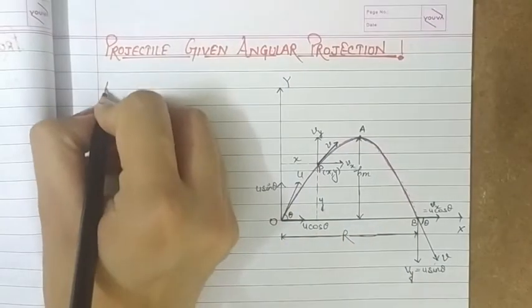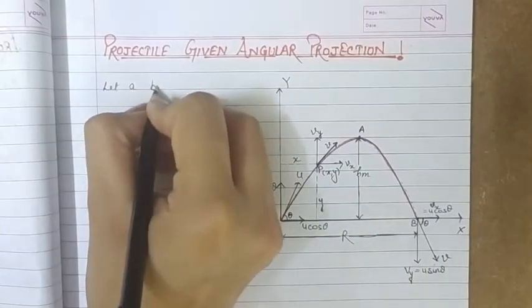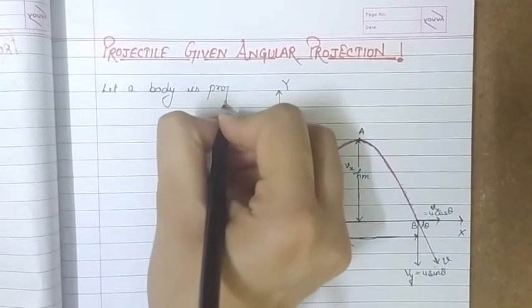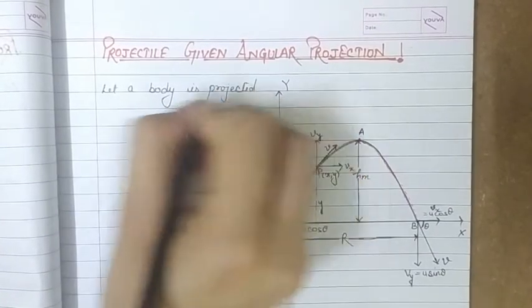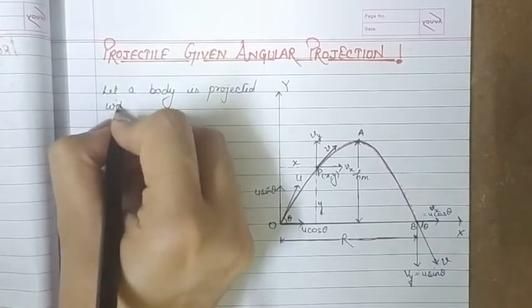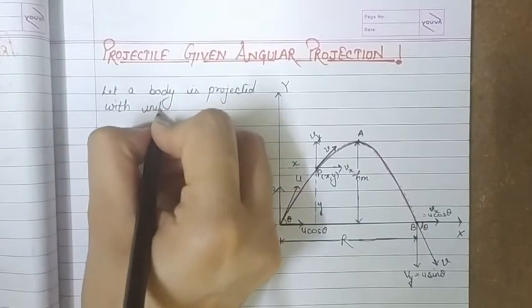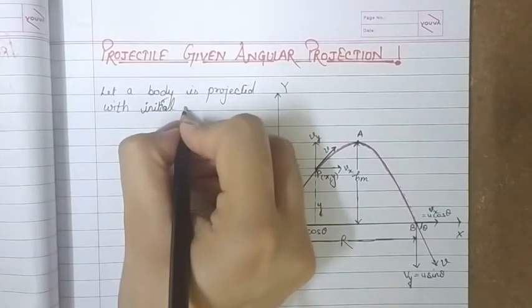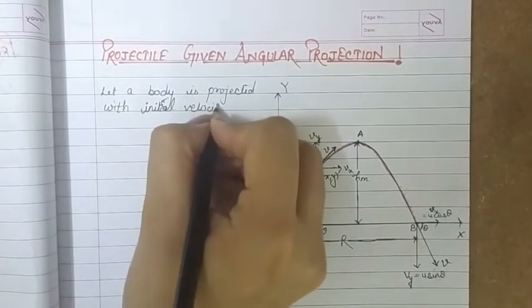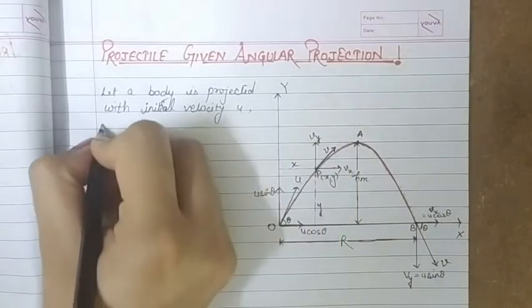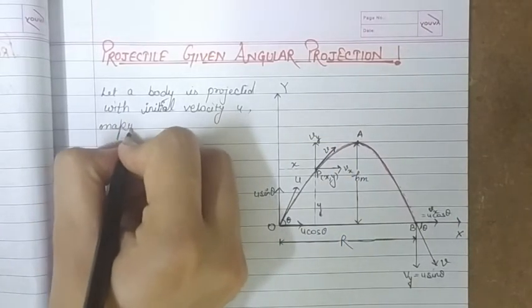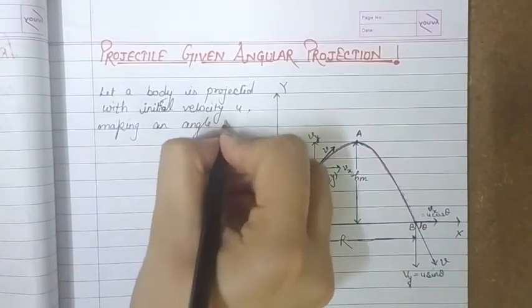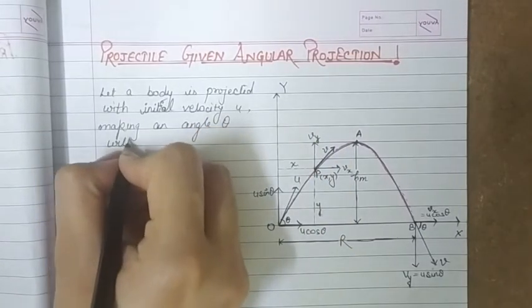So let a body be projected with initial velocity u making an angle theta with horizontal.